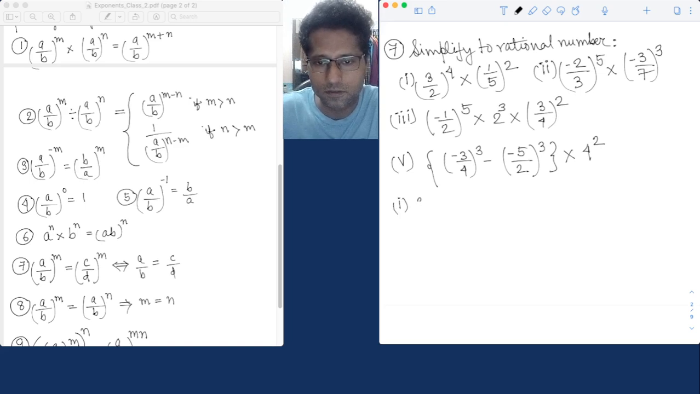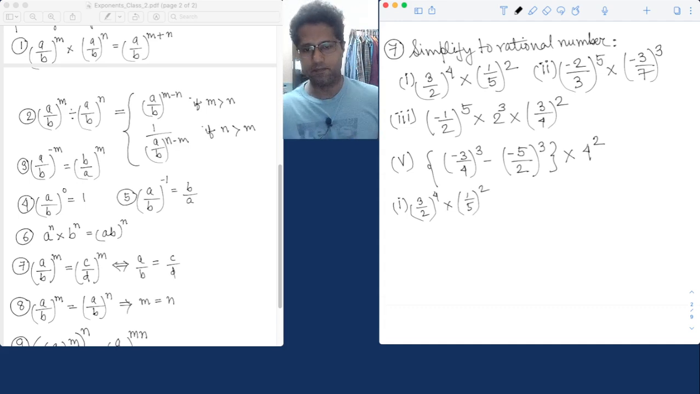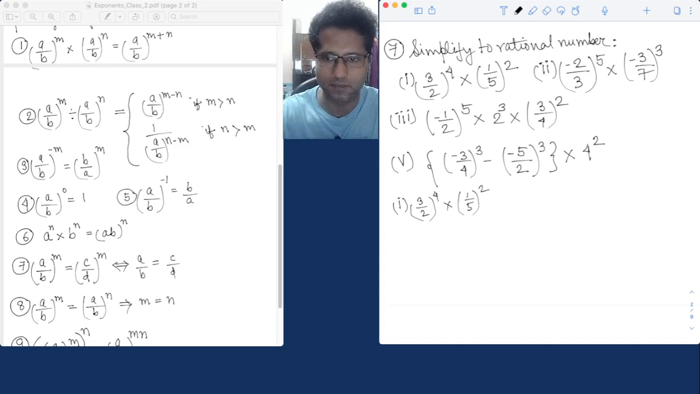This is 3 by 2 raised to the power 4 multiplied by 1 by 5 raised to the power 2. Now we can see that the bases are different. This is a multiplication of two exponents, that is, a rational number raised to some power. The bases are different and the powers, or indexes, are also different. So we cannot apply any law. We have to directly evaluate it.